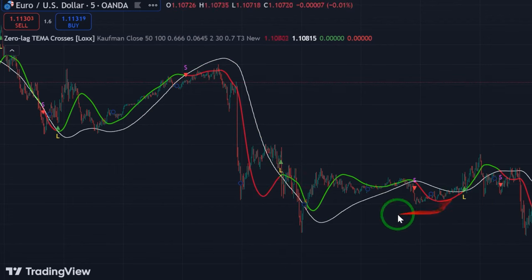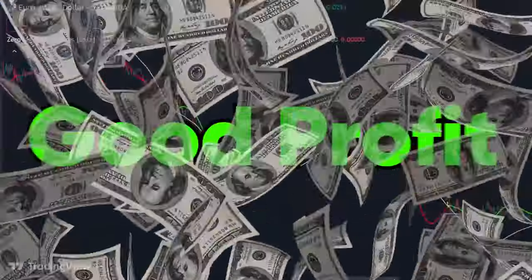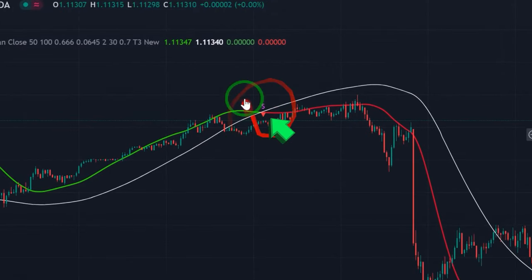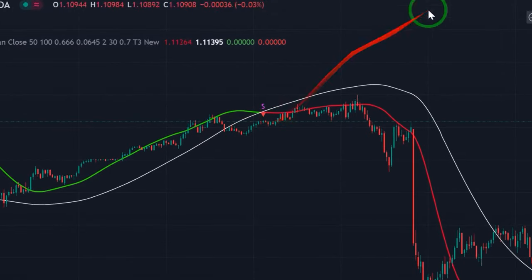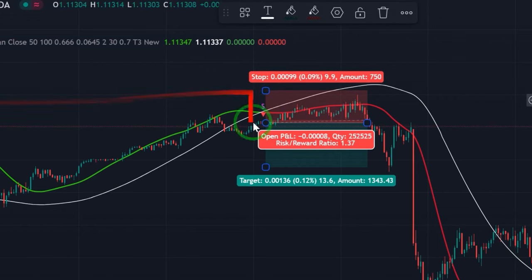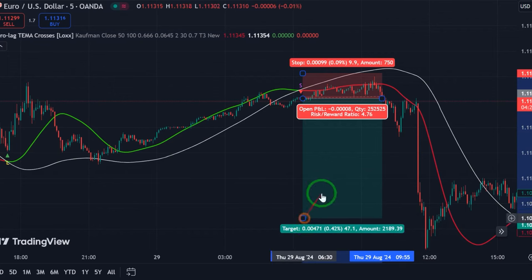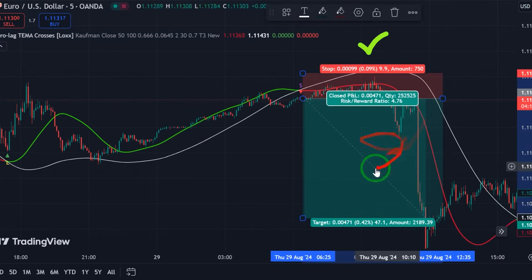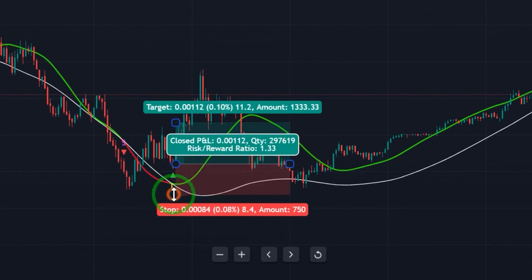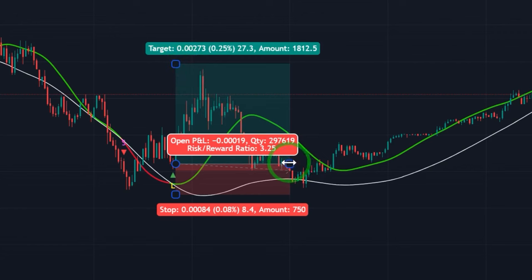We can look at some examples together where we can achieve good profits using this indicator. For instance, at this point, we can see a sell signal has been generated here, allowing us to enter a sell trade, set our stop loss at a safe zone, and earn a good profit from this trade. Or here, we can enter a buy trade with the appearance of a buy signal, setting our stop loss in a safe zone to gain a good profit from the price increase in the market.